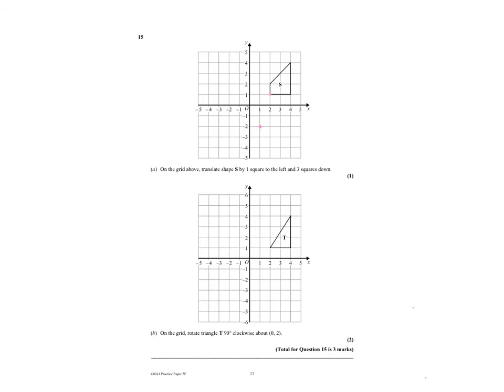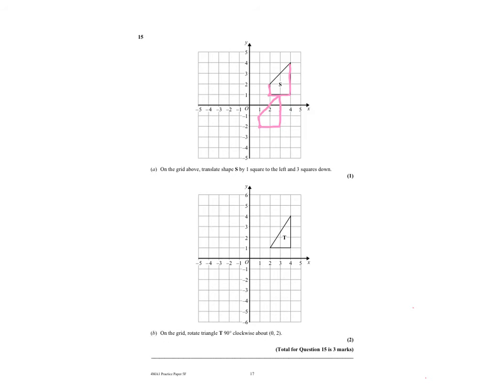I need to draw the shape exactly. So if I look on S, now I go 2 to the right. So from my new point, I'm going to go 2 to the right. I then go 3 up. So from my point, I'm going to go 3 up. From my point, I go 1 up here, and then I draw a line joining them. So now I've translated the new shape S.